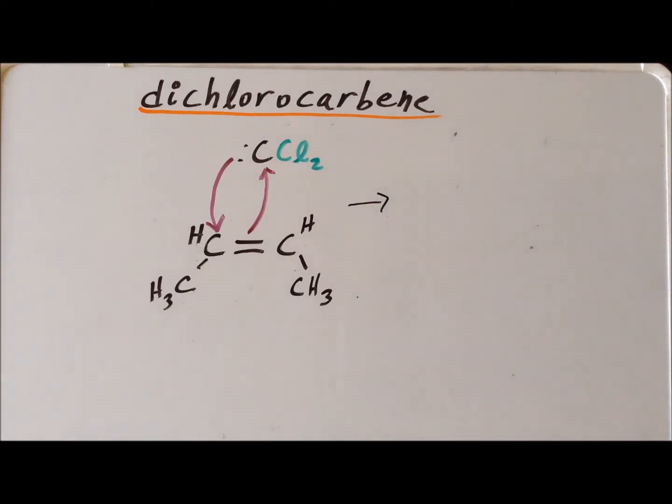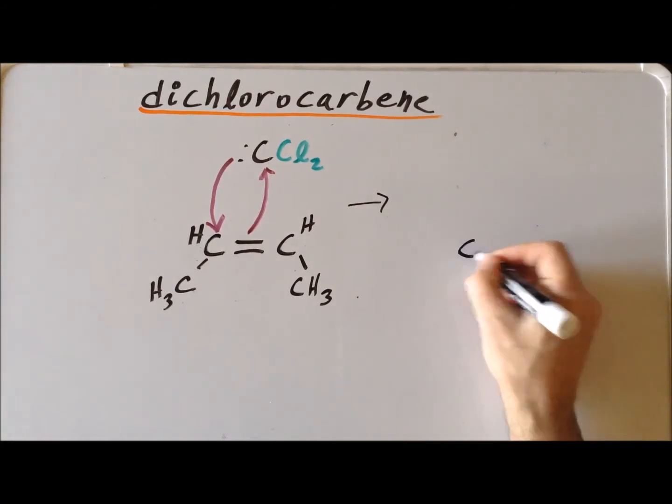Now, let us react our dichlorocarbene with a different alkene. In this case, we have the cis isomer, 2 methyl groups are on the same side of the double bond, of 2-butene. So this is cis-2-butene, and this is a case where we'll actually be able to see the stereochemical implications of the fact that the reaction of singlet dichlorocarbene is stereospecific.